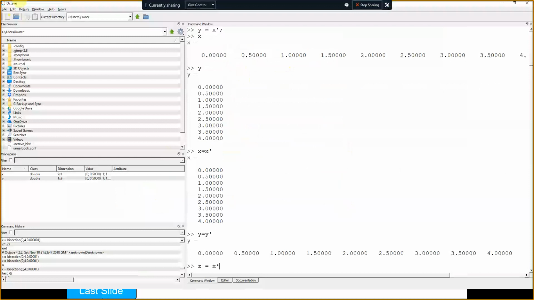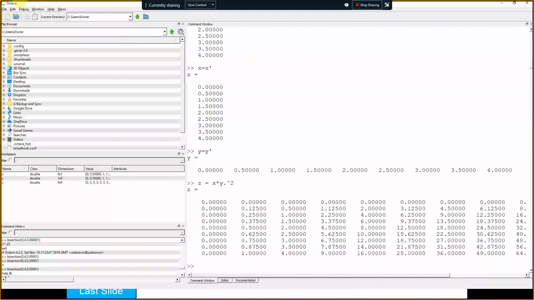Now times, it's a normal matrix multiplication, but when I'm doing the y squared I have to put the dot. That means square the elements of y. Okay? You can't square a row, you can only square a square matrix. Alright? And what is going to come up is, there it is. So that is now the z for all the x's and y's.